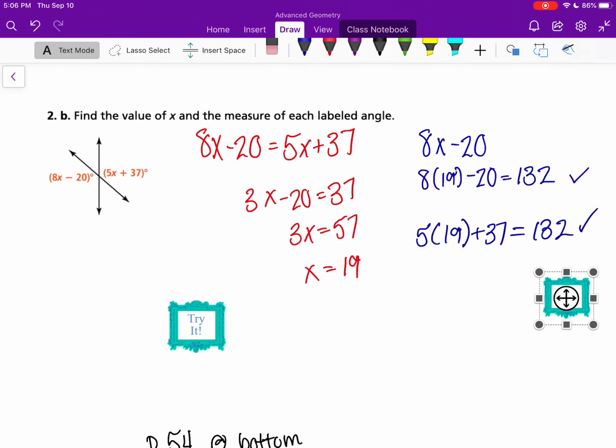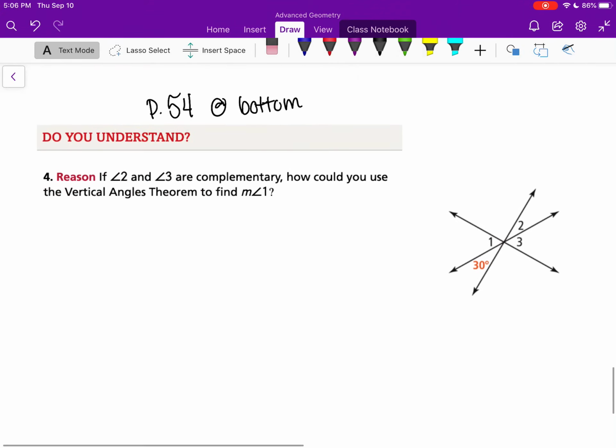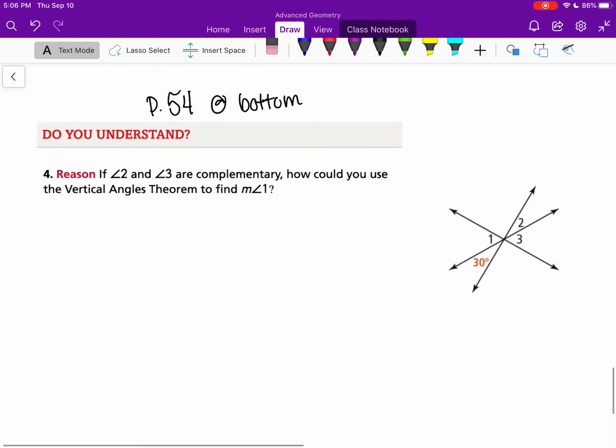All right, the last problem we are going to do together is actually if you turn the page, and it is at the bottom, and it is do you understand number 4, and it's going to make us apply some reasoning. So we see we have a diagram. I'm going to read the problem and then use the diagram to fill in anything that I know. So it says if angle 2 and angle 3 are complementary, how could you use the vertical angles theorem to find the measure of angle 1?